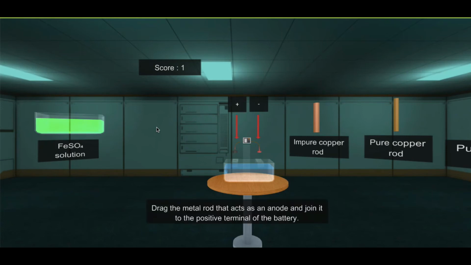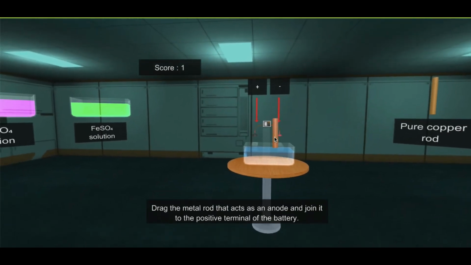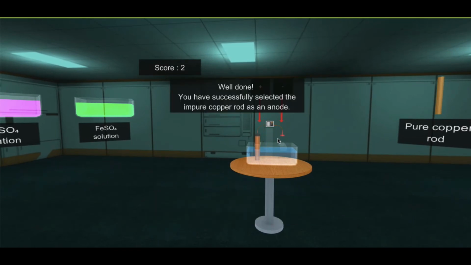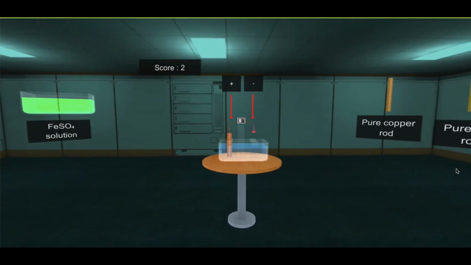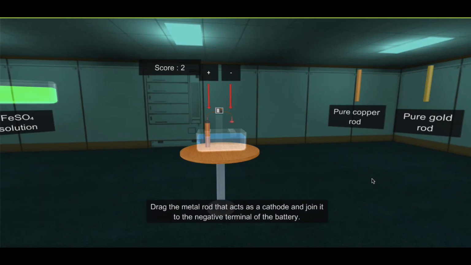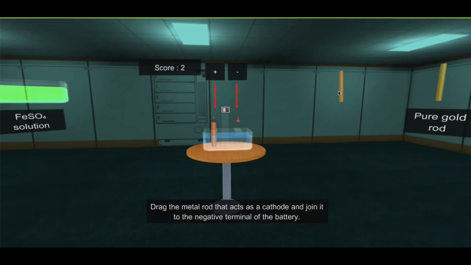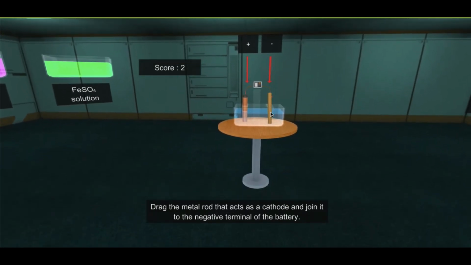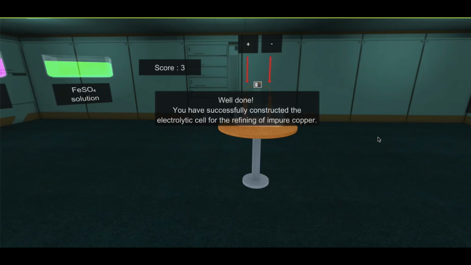Drag the metal rod that acts as an anode and join it to the positive terminal of the battery. Well done! You have successfully selected the impure copper rod as an anode. Drag the metal rod that acts as a cathode and join it to the negative terminal of the battery. Well done! You have successfully constructed the electrolytic cell for the refining of impure copper.